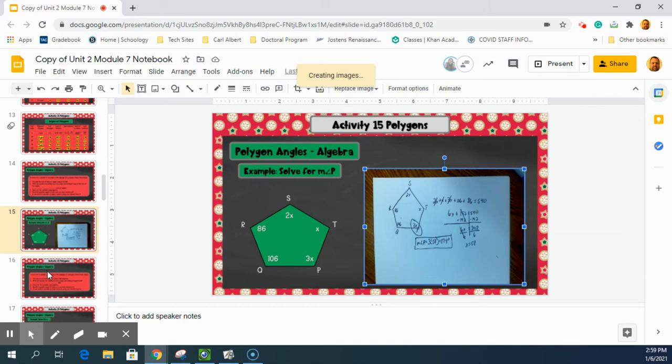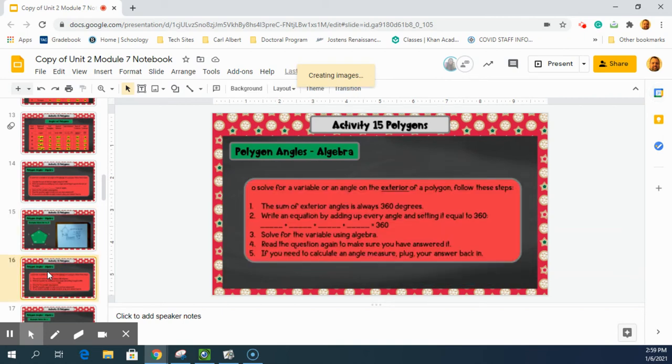Okay, that's interior, inside angles. Now we're going to talk about exterior angles. Everything stays the same except for this initial step. The sum of exterior angles is always 360 degrees. So it doesn't matter if it's a pentagon, a triangle, octagon, a 78-gon. Exterior angles always add up to 360 degrees. All the other steps stay the same. Okay?